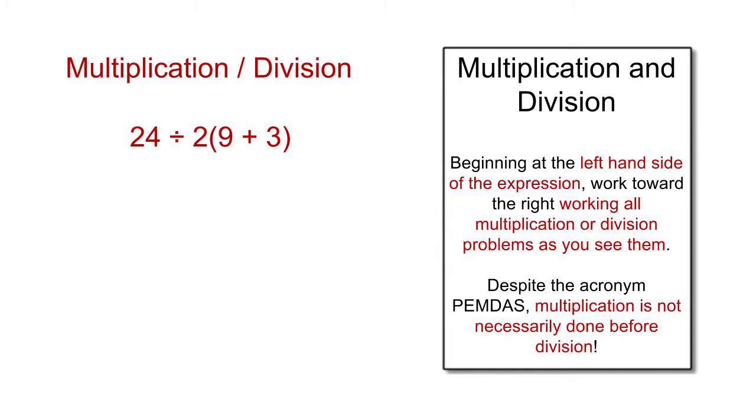First, we take care of what is in our grouping functions, the parentheses. 9 plus 3 would be 12. Now I have division and multiplication left. Beginning from the left side of the expression, I do whichever comes first, which means I do the division before the multiplication. 24 divided by 2 would be 12. Now I finish off the expression by doing the multiplication operation, 12 times 12, which would be 144.